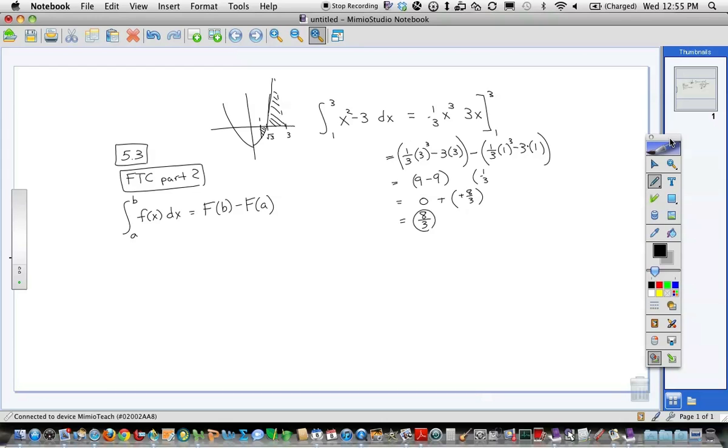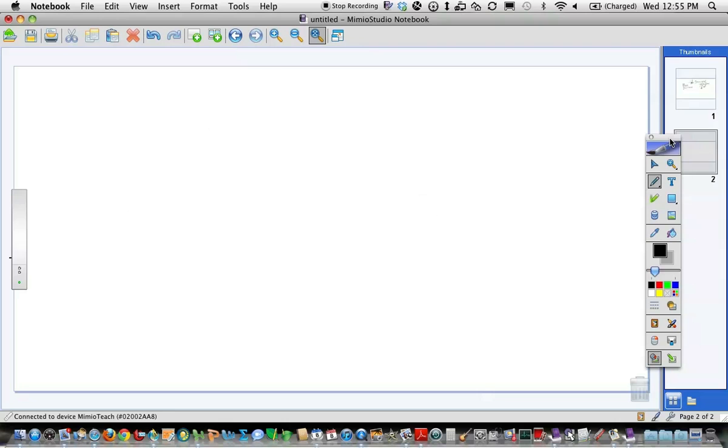Okay, so let's look at this one. Let's say we have the integral from 1 to 4 of x squared minus 2 divided by square root of x dx. Let's say we need to find this definite integral. We need to find this area.